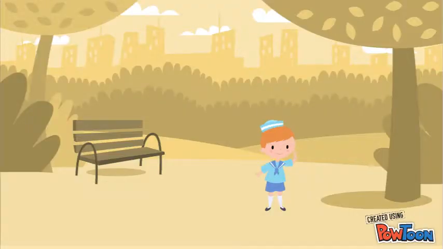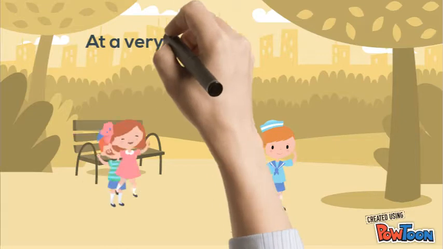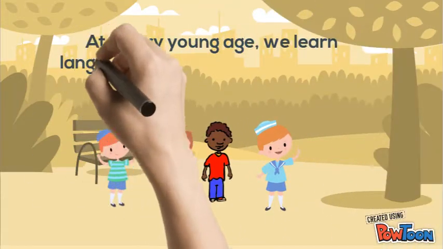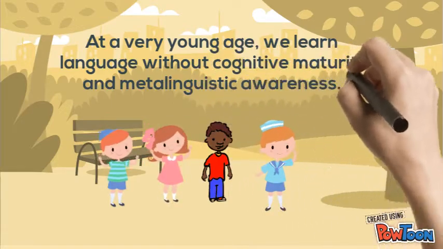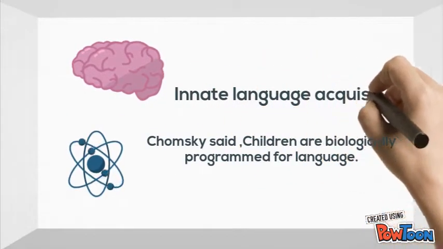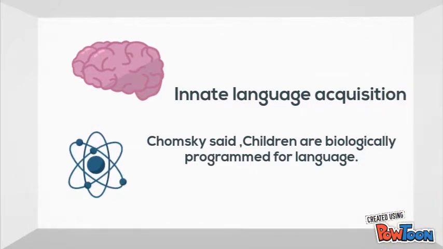Basically, at a very young age, we learn language without cognitive maturity and mental linguistic awareness. Chomsky said children are biologically programmed for language. We call it innate language acquisition.